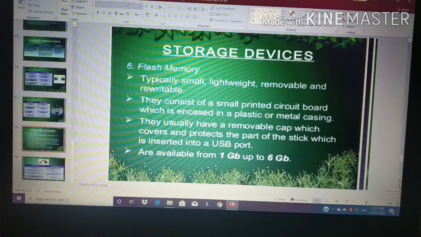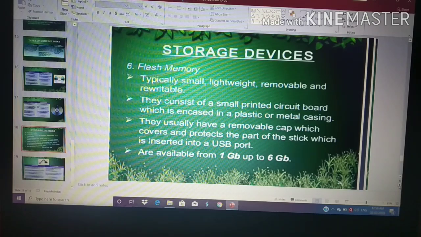Now the flash memory, the last storage device, is the flash memory, nothing but the pen drive. So what is the specialty? The specialty is that this is typically very small, lightweight, removable and rewritable. That means it is very small in size, lightweight, very light, okay, and removable, meaning whenever you like you can fit it into the computer and take it out. It is portable, and in very simple language we can say portable: you can carry it in your pocket, okay. And rewritable: as much as you like, you can write, read and write on the flash memory. So that is the specialty of flash memory.